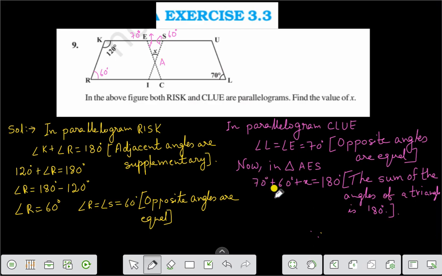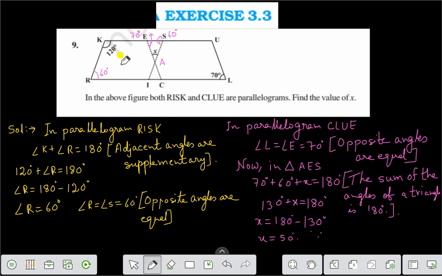Right? Now 60 plus 70, that is 130 degrees, plus x is equal to 180 degrees. Therefore, the value of x is equal to 180 degrees minus 130 degrees. Therefore, the value of x is equal to 50 degrees. Right? This is the answer.